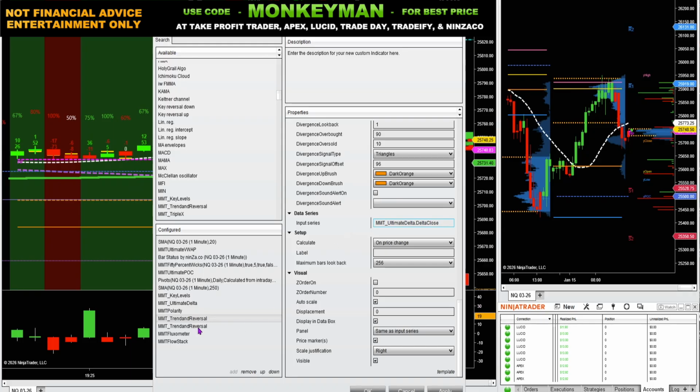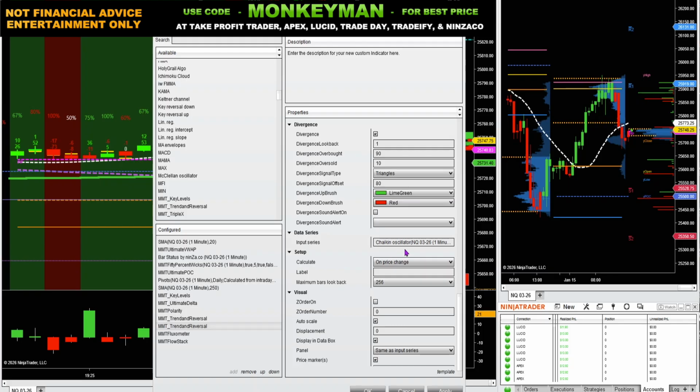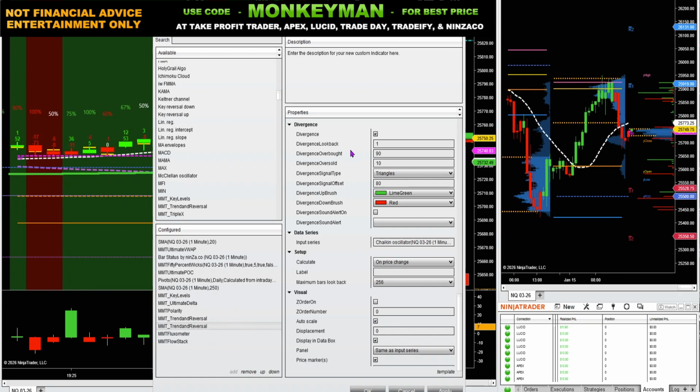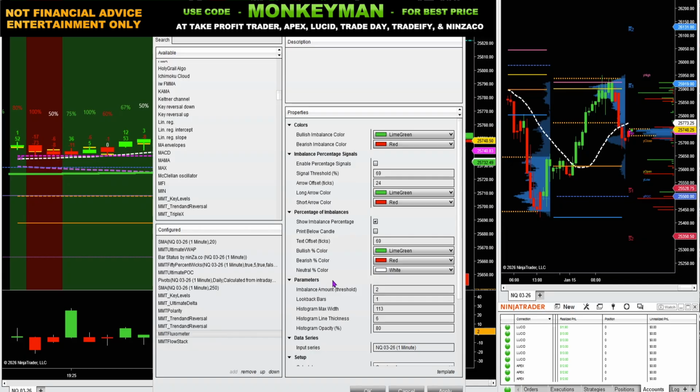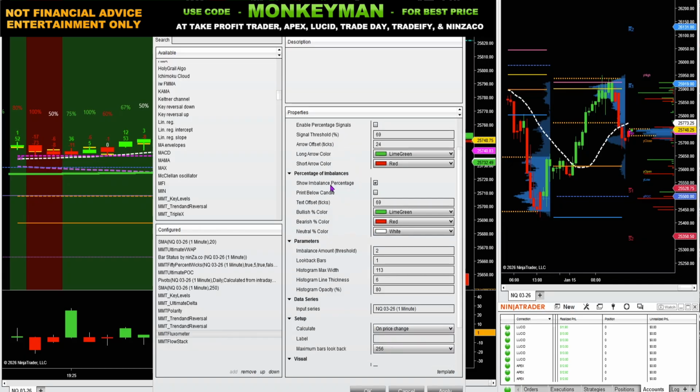For the second instance of the MMT trend and reversal, I've got the Chaikin oscillator as my input series, and it's only measuring divergence. So I got orange triangles for cumulative delta divergence and green and red triangles for the Chaikin oscillator divergence. I've got the new MMT fluxometer on the chart. I'm not using the signal arrows. I'm just showing the imbalance percentage numbers and the histogram. These are all default settings.